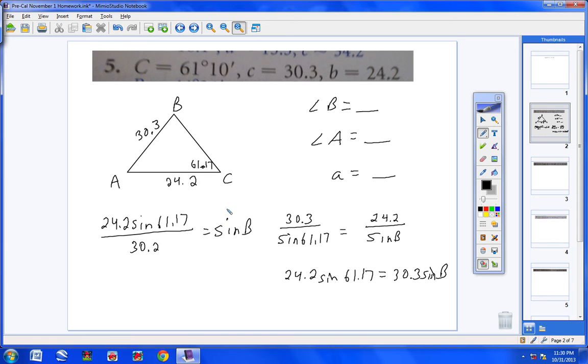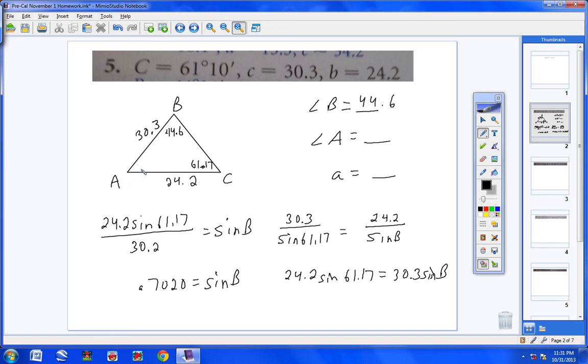Now I do have a calculator here, so I'm very quickly going to type in that left side, 24.2 sine 61.17. I'm getting this decimal right here, 0.7020 equals sine of B. Notice we're looking for angle B, so I hit second sine, inverse sine, and you're going to get 44.6 degrees. So there's angle B. If you type this in correctly, you'll get 44.6.